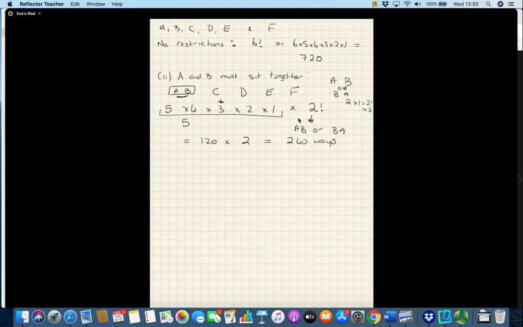Okay, the third part asks for A and B must not sit together. Okay, now that's quite difficult to work out directly, so we get it indirectly. Okay, so they must not sit together.